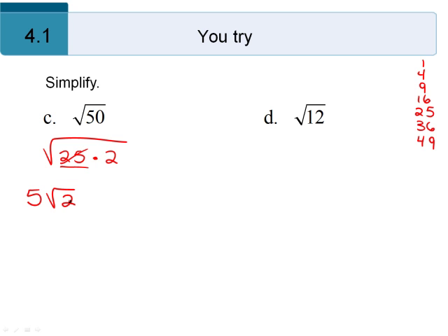Now we're going to do the same thing with number 12. 12 falls right here between the 9 and the 16 on our list. So you go up. 9 does not go into 12, but 4 does. So we're going to rewrite 12 as 4 times 3. 4 is our perfect square. So in the next step, you take the square root. The square root of 4 is 2, so it's got to go outside of the radical. The 4 is gone, and we still have the square root of 3 left inside.